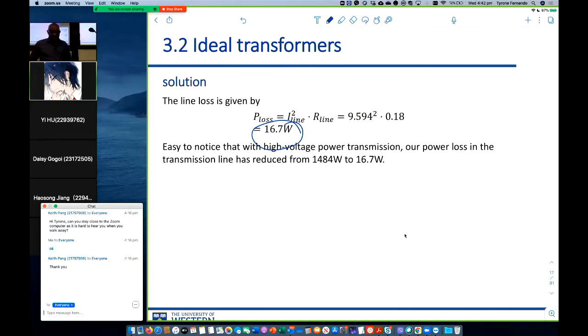will simply come out to be 16.7 watts. So compare that 16.7 watts to 1484 watts, which is the situation we have when we don't have the step-up transformer and step-down transformer. We knew the value was going to be less, but these are some numbers that demonstrate that. So you can do the calculations.